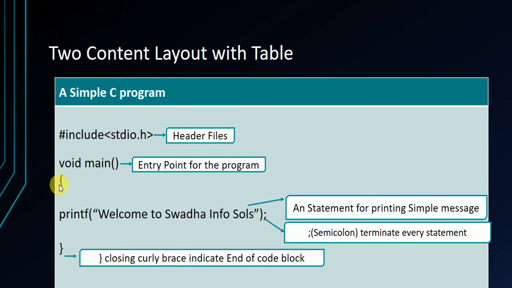This is known as curly brace, opening curly brace and closing curly brace. This shows the opening block and closing block. The closing curly brace indicates the end of the code block, and respectively the opening one shows the start of the code block. And a statement for printing a simple message.